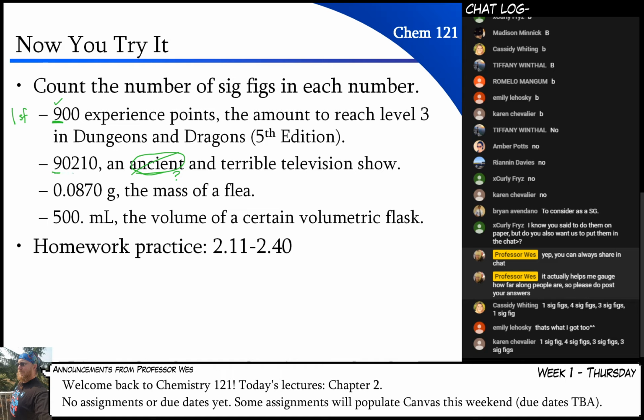Anyway, these are numbers that are not 0, and therefore are significant. This 0 in the middle is trapped. This 0 on the end is a placeholder, and is not significant. For the third answer, we do have the decimal rule involved, so these 8 and 7 digits are significant. Anything to the right is also significant, so I must have 3 sig figs there.